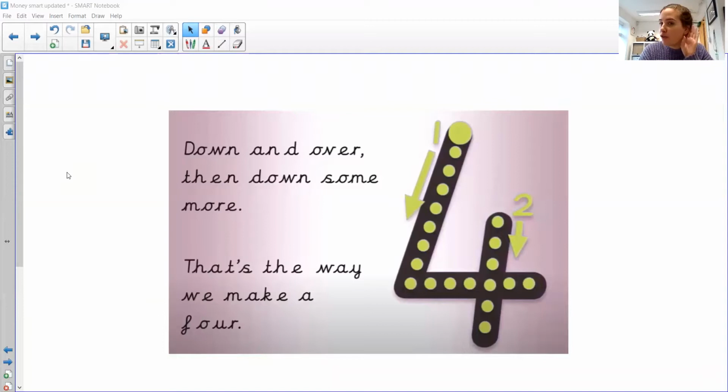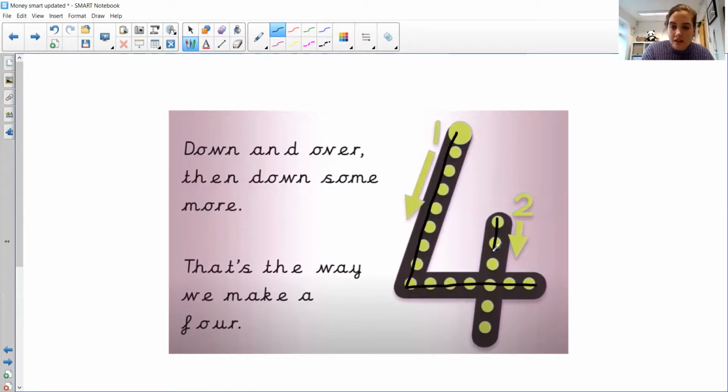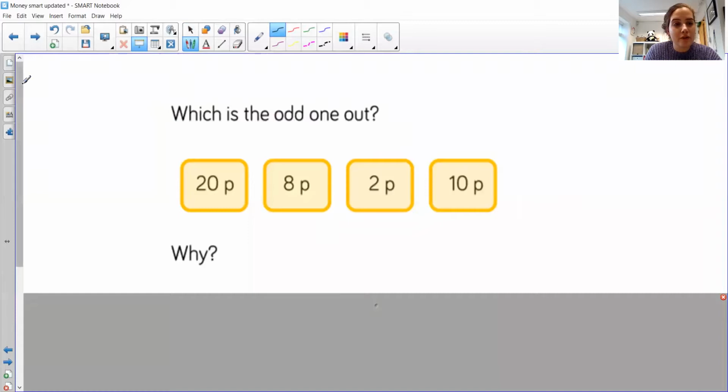So I'm going to start today, and we've got our number four to practice. Down and over, then some more. That's the way we make a 4. Okay, have a practice at doing this. You can see that we do this part first and then this part. So have a go doing this, pause the video, and then come back to me when you've finished. Excellent. Lots of practicing of 4s there.